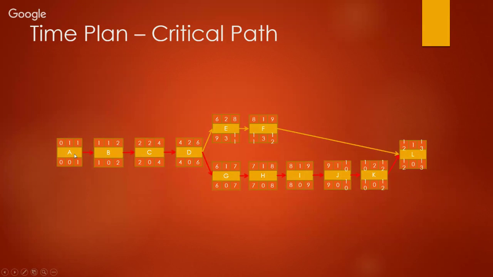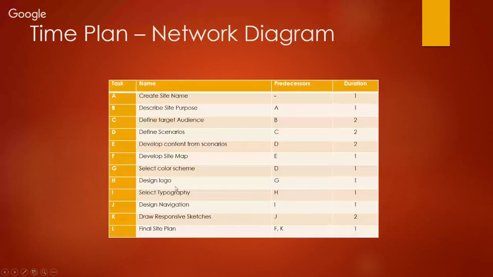Our path analysis shows that the path through A, B, C, D, and then G, H, I, J, K, and L is our critical path, which, if we go back to this page, is basically the color scheme, the typography, and all those requirements for developing the style guide for the page. That's our critical path.